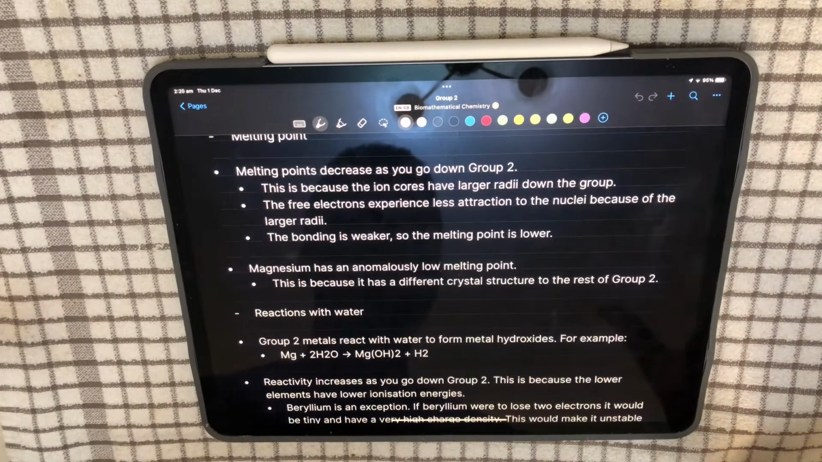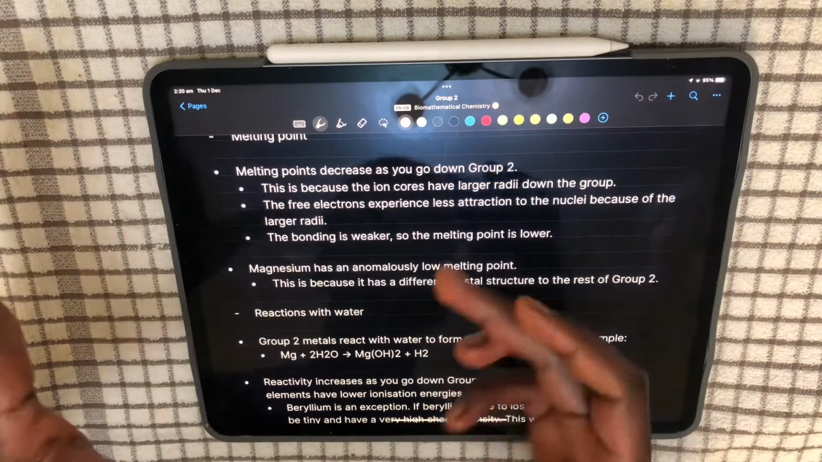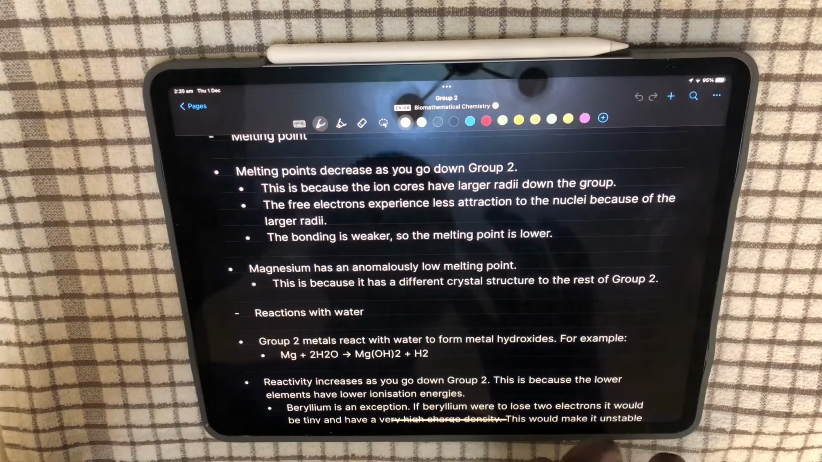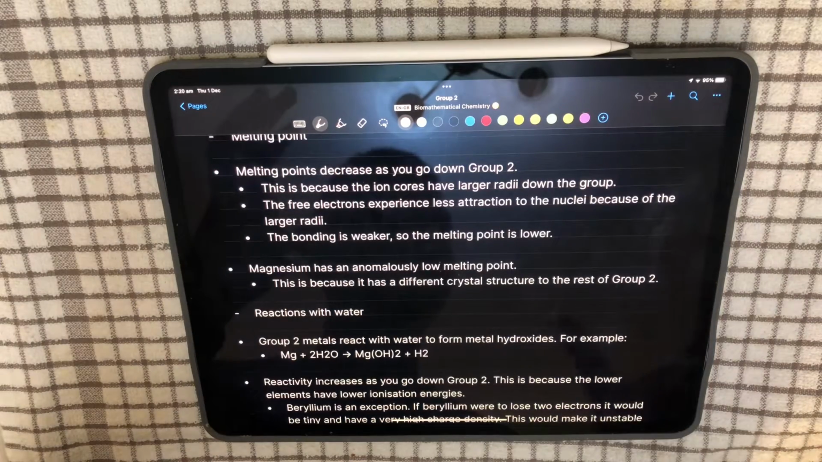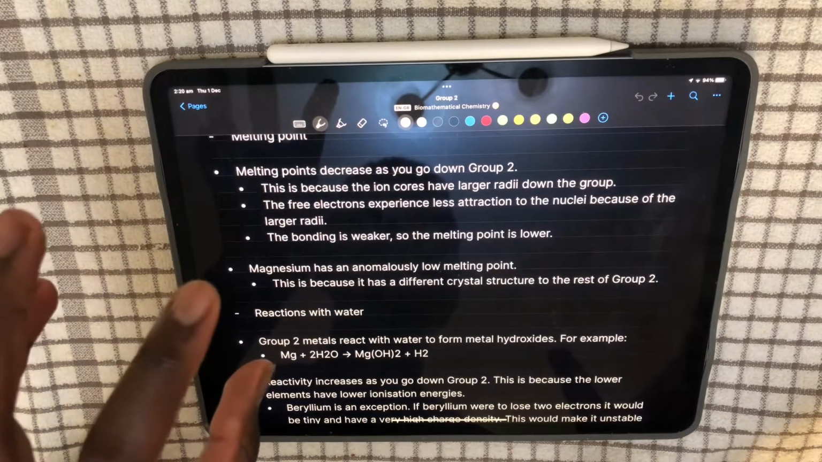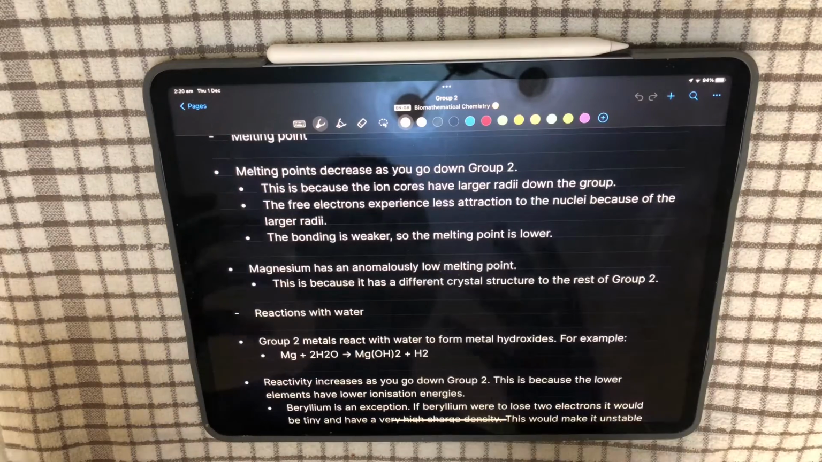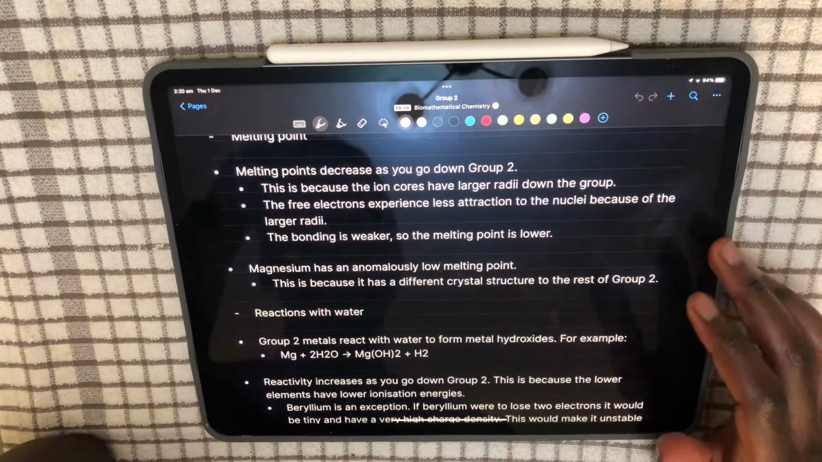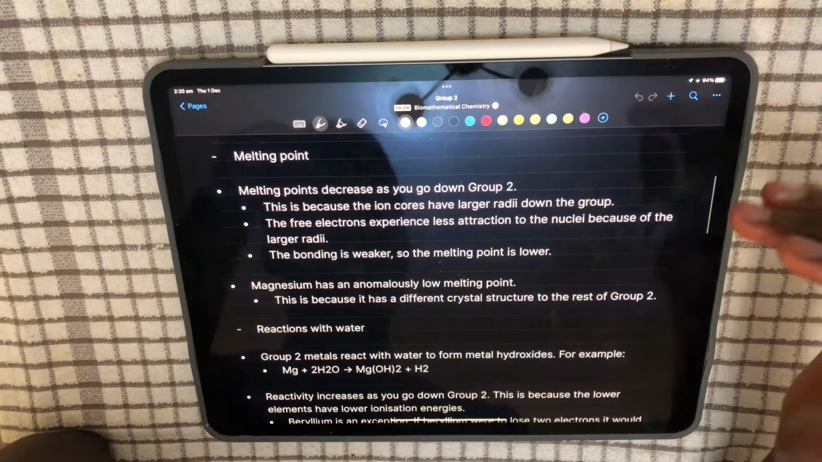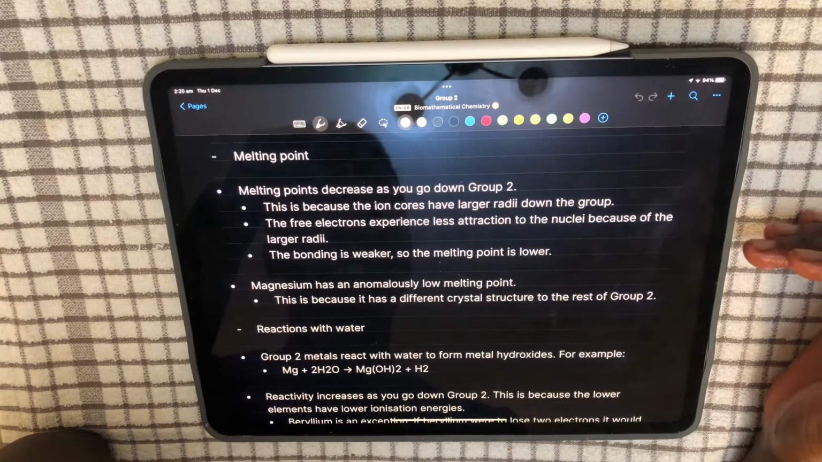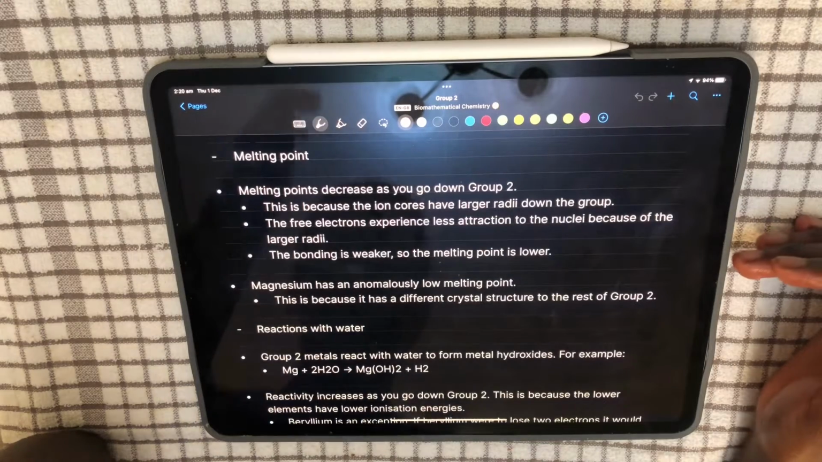And so the nuclear charge is bigger, yes, but it's the same principle as before. More shells, and so those delocalized electrons have a weaker electrostatic attraction between the positive core nucleus of the cation and the outermost electrons, or those delocalized electrons. So as you go down the group, you'd expect to have lower melting points.